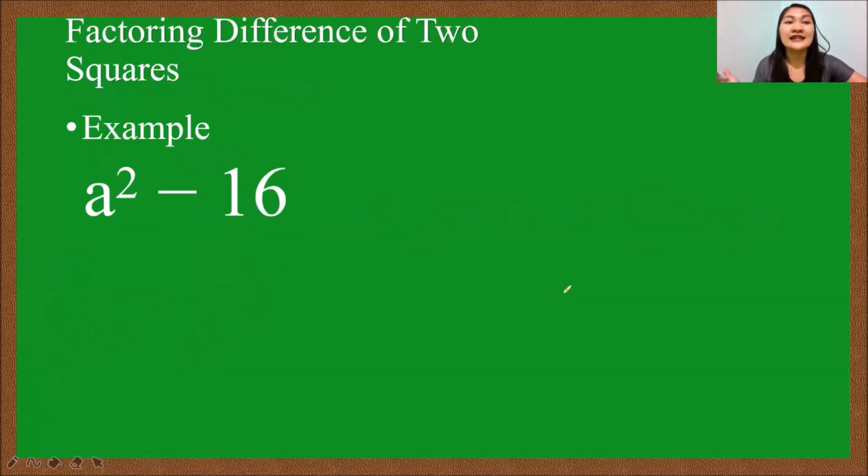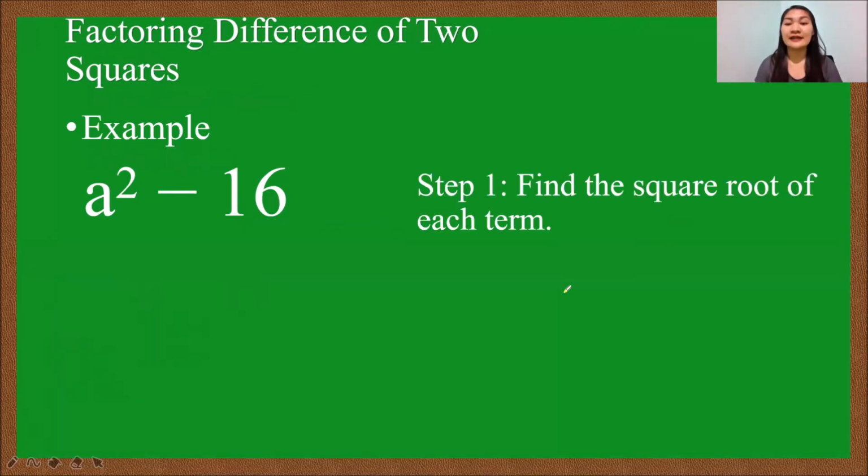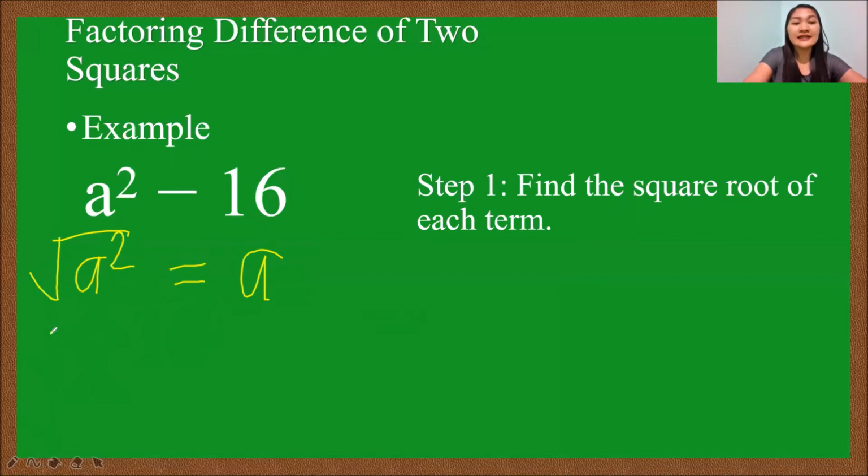Next is the factoring of a difference of two squares. So let's have the first example. How do we factor completely a squared minus 16? Our first step is to find the square root of each term. So, what is the square root of a squared? Okay, the square root of a squared is a. And what is the square root of 16, which is the second term? The square root of 16 is 4.